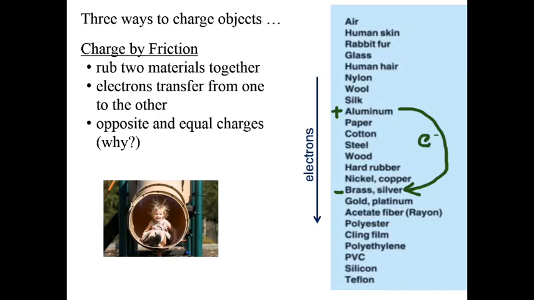All right, finally, we want to make sure you understand that you wind up with equal and opposite charges. Why? Because it's a one-to-one transfer. For every one electron you remove from aluminum, it's going to the silver. Equal and opposite.